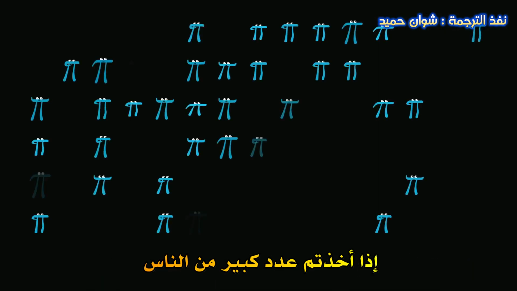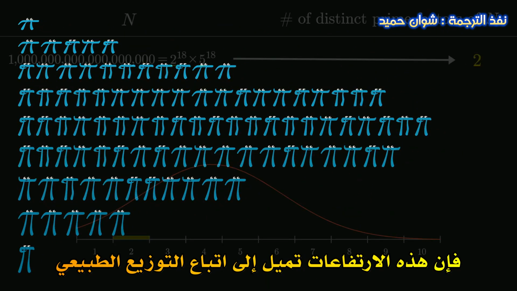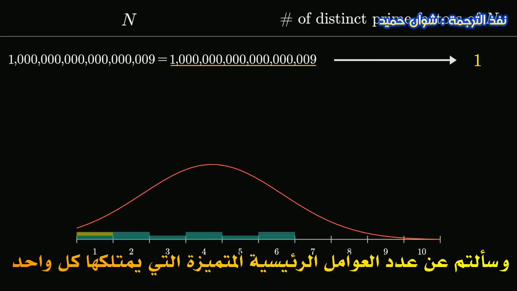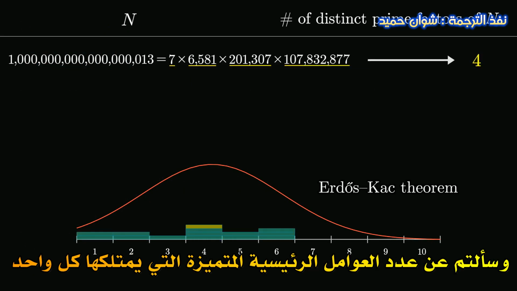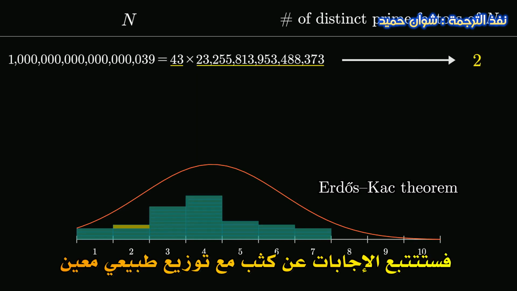If you were to take a large number of people who sit in a similar demographic and plot their heights, those heights tend to follow a normal distribution. If you look at a large swath of very big natural numbers, and you ask how many distinct prime factors each one of those numbers has, the answers will very closely track with a certain normal distribution.